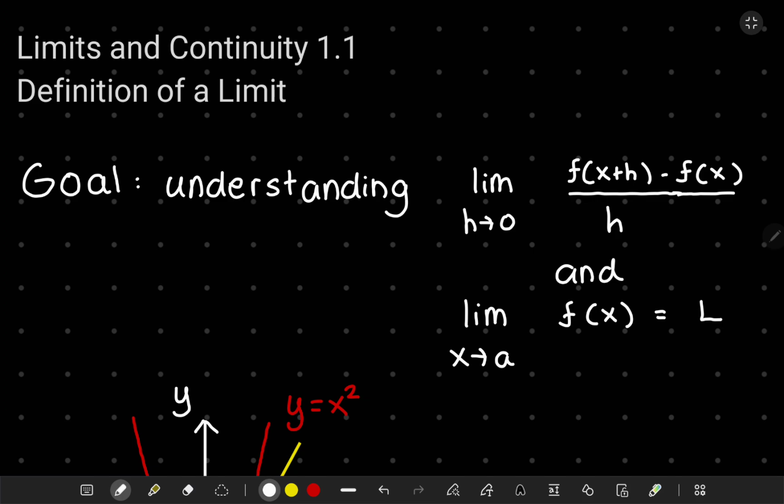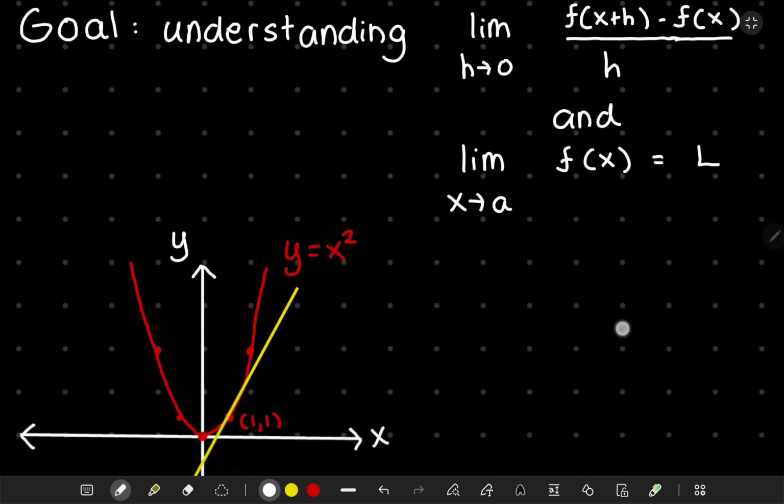Today we're going to talk about Unit 1, Limits and Continuity, especially the definition of our limits. Our goal is to understand these two things, to eventually understand the limit as h approaches 0 of this entire fraction that we see here. But our main goal overall in this unit is to understand this: the limit as x approaches a of f of x equals L.